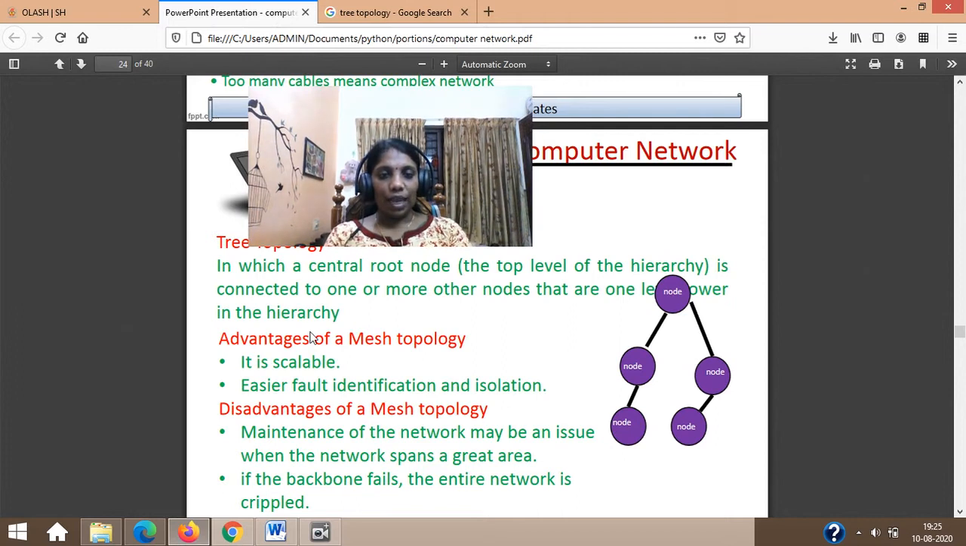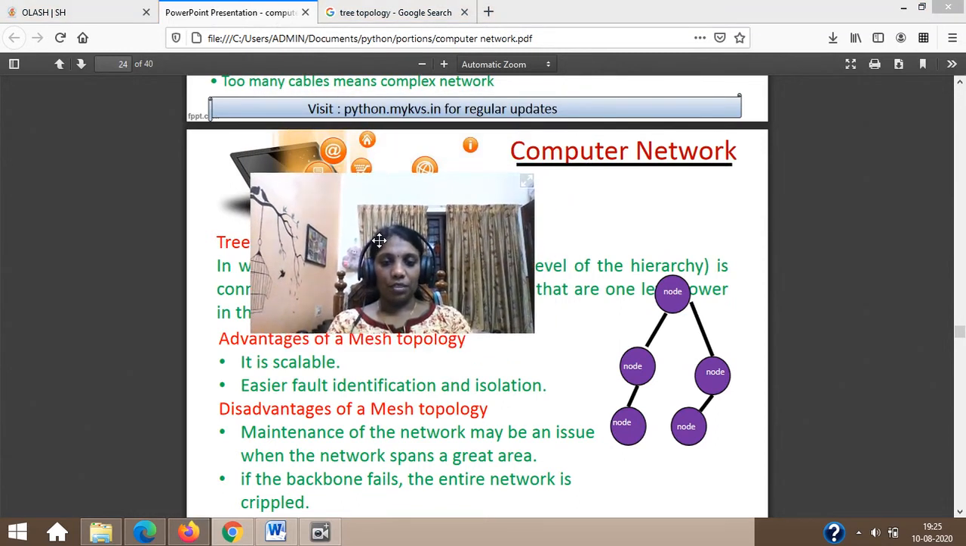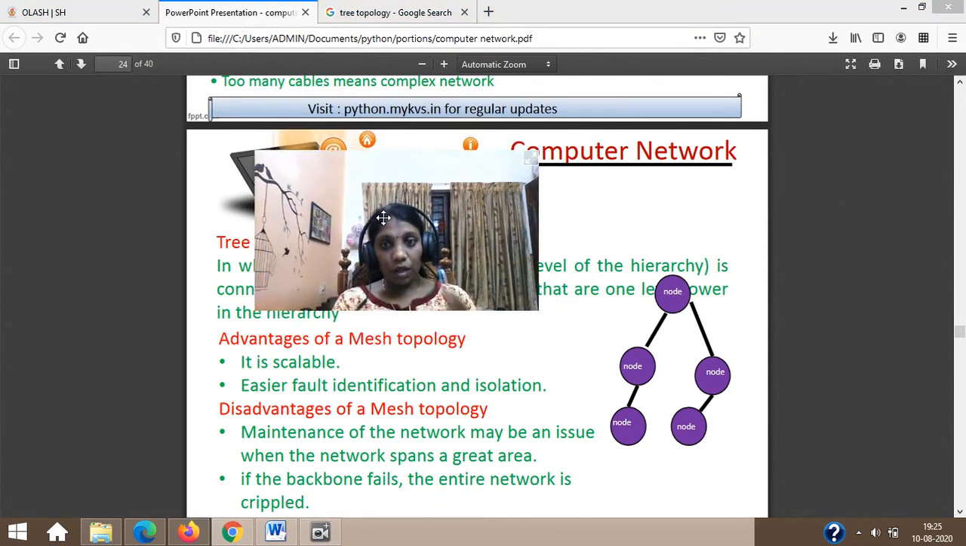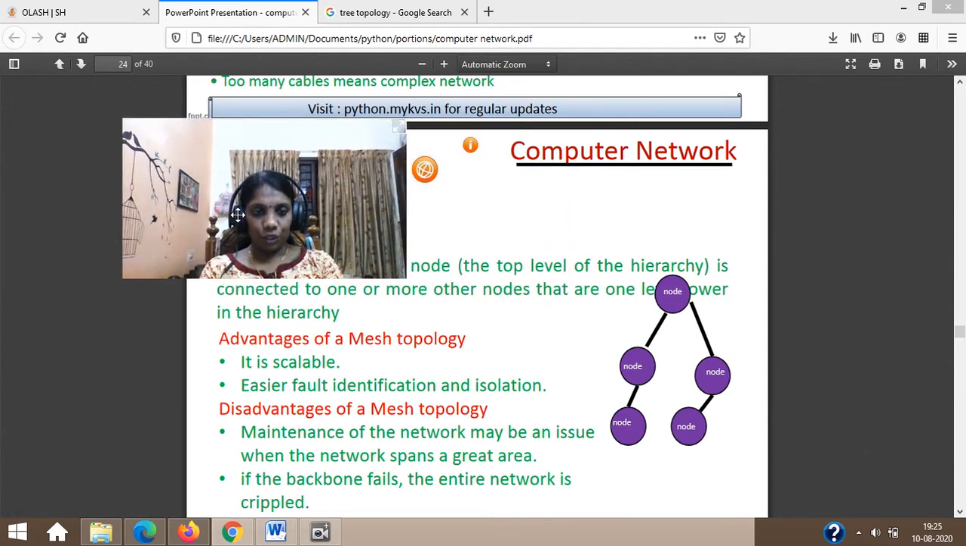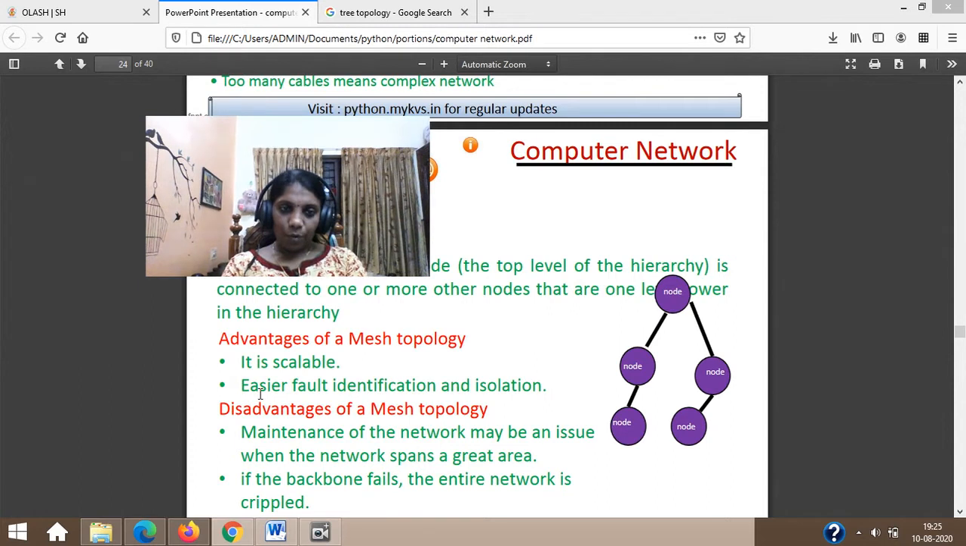Now, how exactly your tree topology is working. The advantages, it's shown here as advantages of a mesh topology, tree topology should be given here. Actually, it is easier to identify the fault, and if at all one of the nodes is having any issues, it can be isolated from the others, and it is easily scalable.